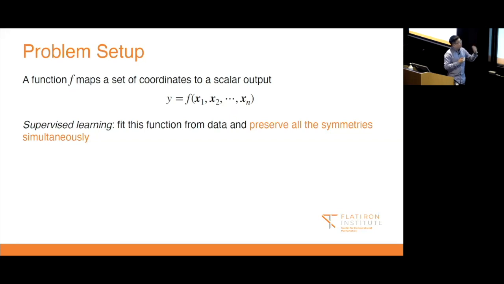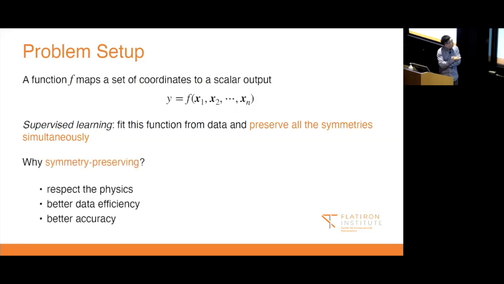Before we provide one answer to this problem, first, why would we like to preserve the symmetries if we do supervised learning in such a way? Conceptually, of course, it respects the physics, and we should expect that to be a nice thing, without violating the physics. But more practically, two important reasons to preserve symmetry are better data efficiency and better accuracy. Why would I say so?